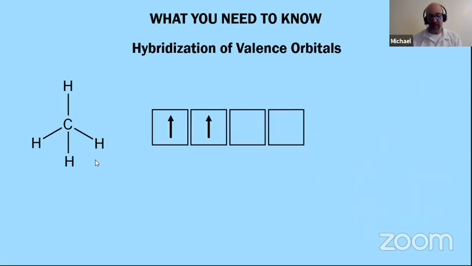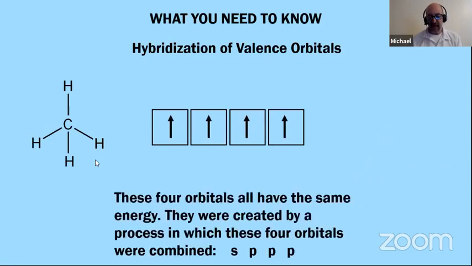So we have 4 electrons in 4 identical orbitals, but because they were created by a process in which the 4 orbitals were combined, we have s, and then we have p, and p. The name of this orbital, well, you're not going to call it spp. It's going to be a name that sounds like it makes sense. So we're going to call this sp3. So why is it called sp3? Because 1 s and 3 p orbitals were used to make this particular hybridization for the bonding.